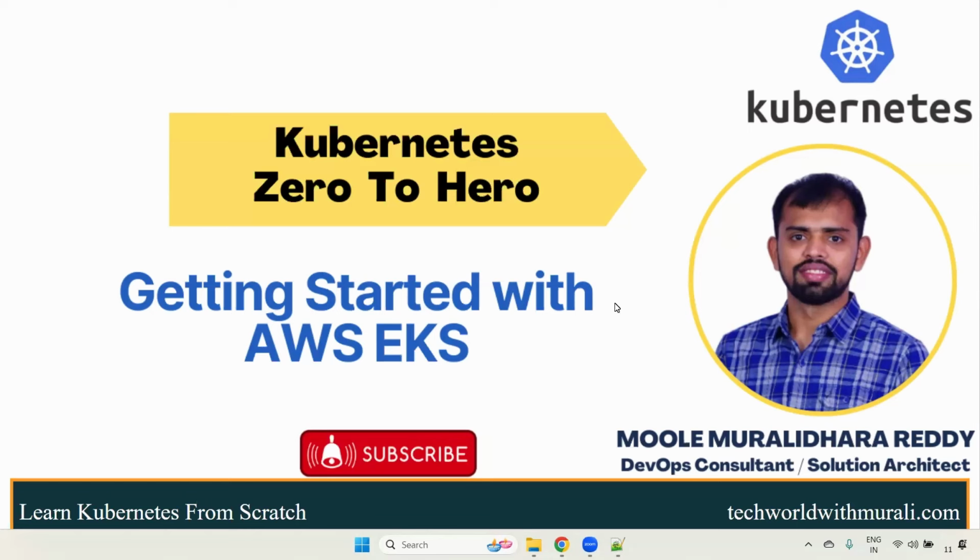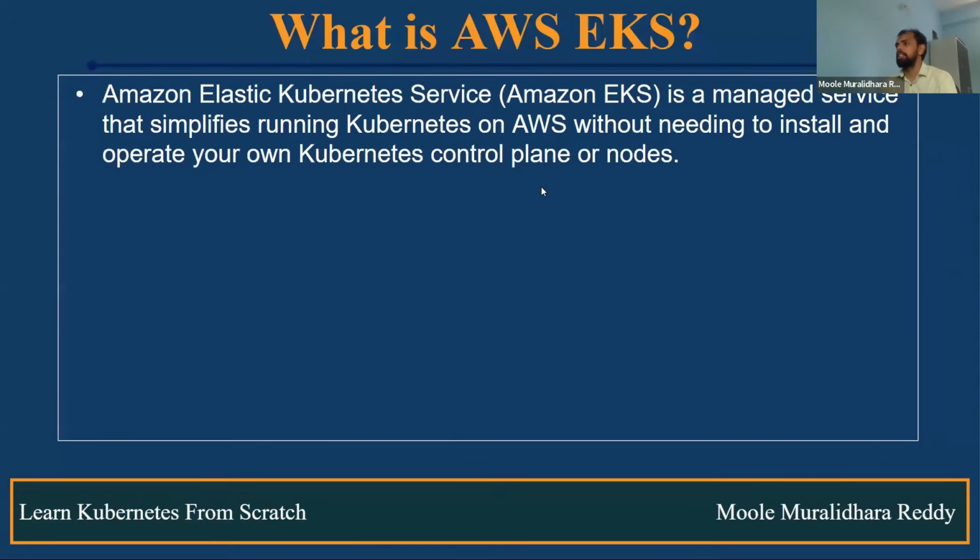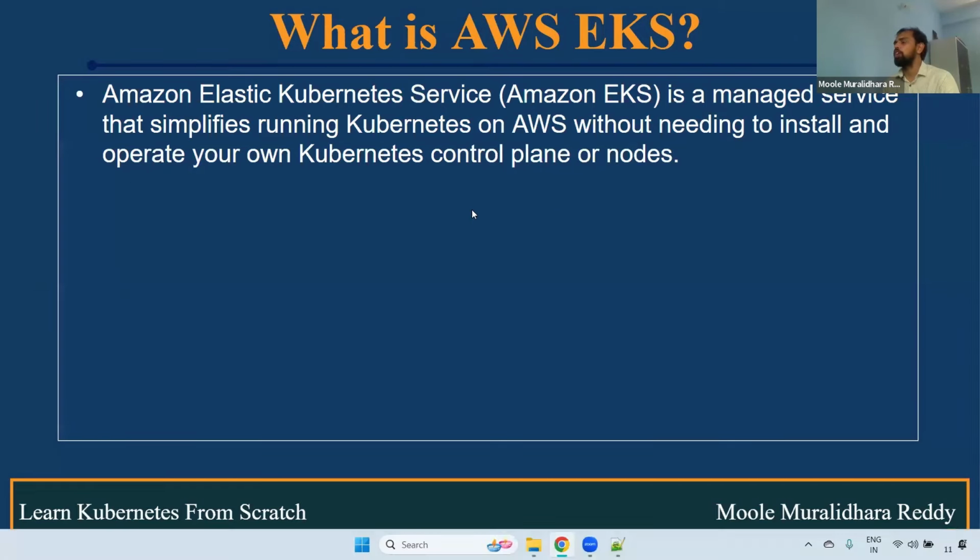Now we are going to discuss what is AWS EKS and what are the benefits of using AWS EKS. One by one we can discuss. First one, what is EKS? EKS is nothing but the AWS Elastic Kubernetes Service. It is the AWS managed service that simplifies running Kubernetes on AWS without needing to install and operate your own Kubernetes control plane or worker nodes.